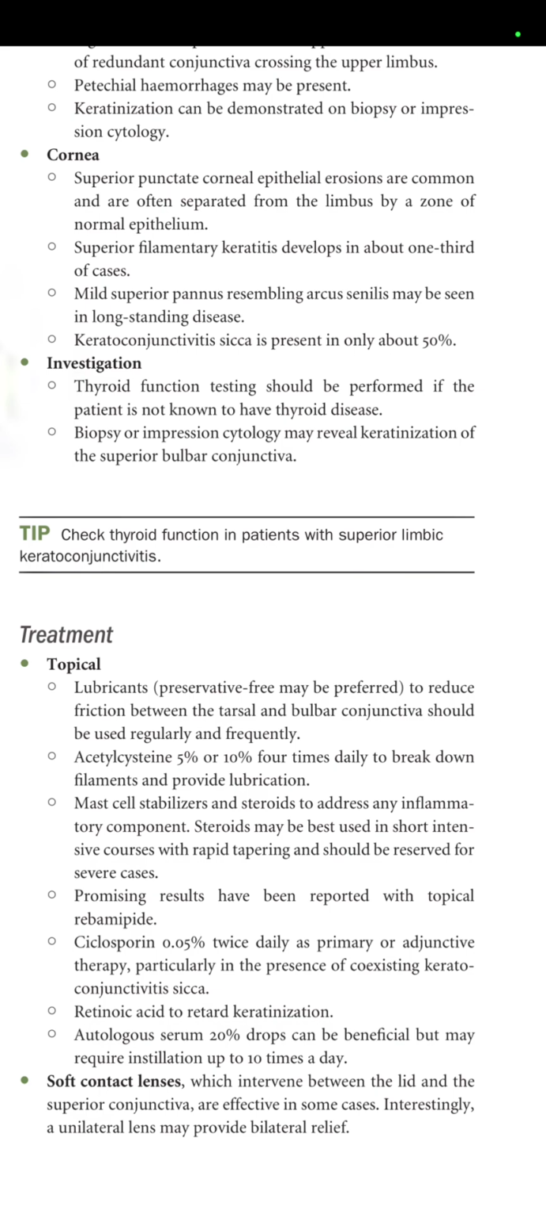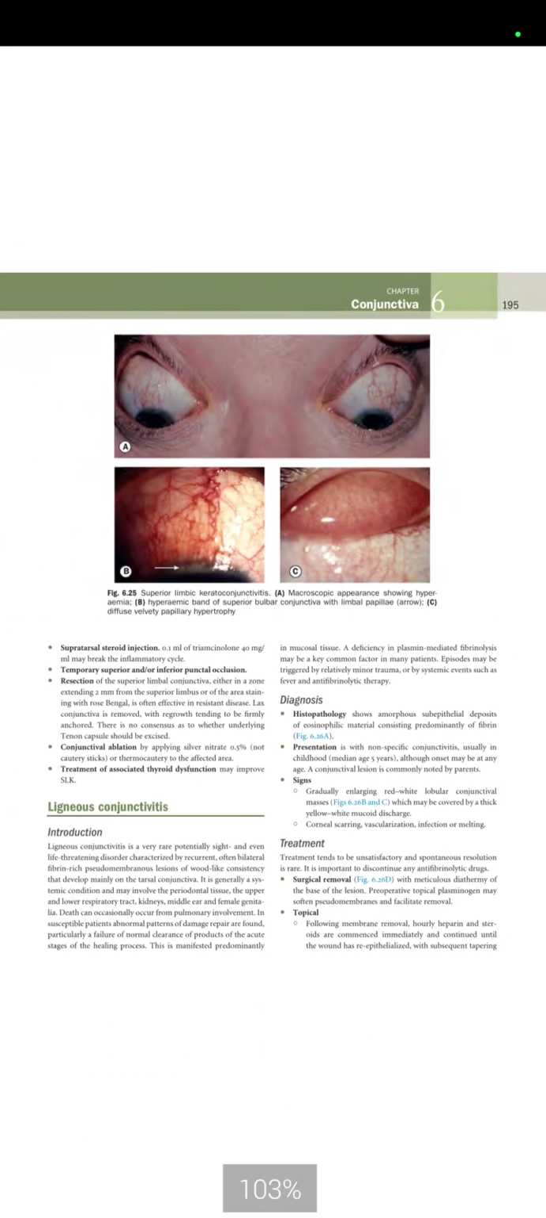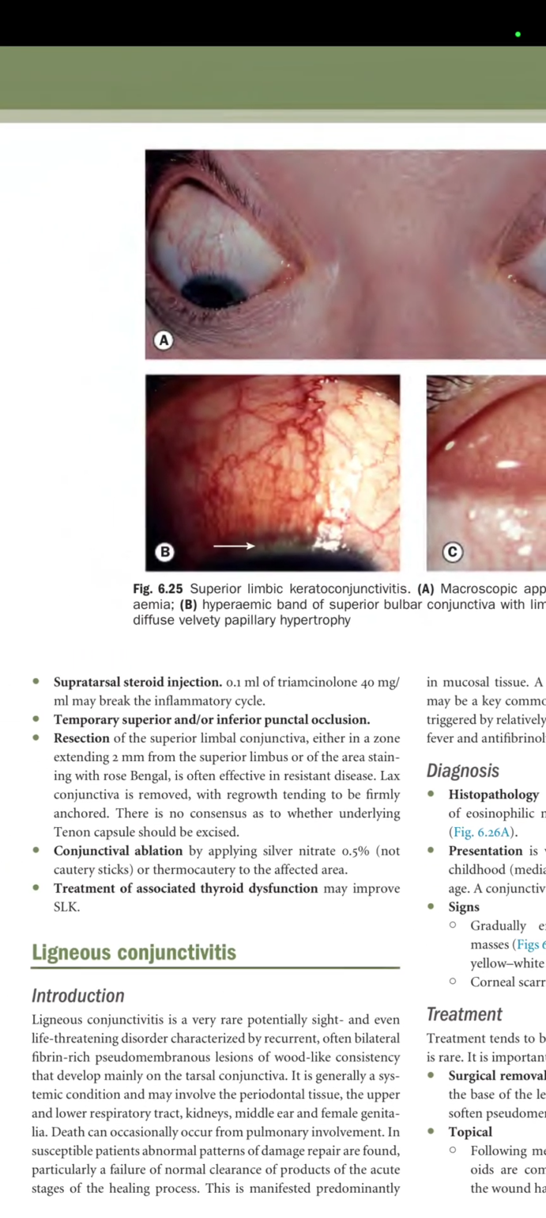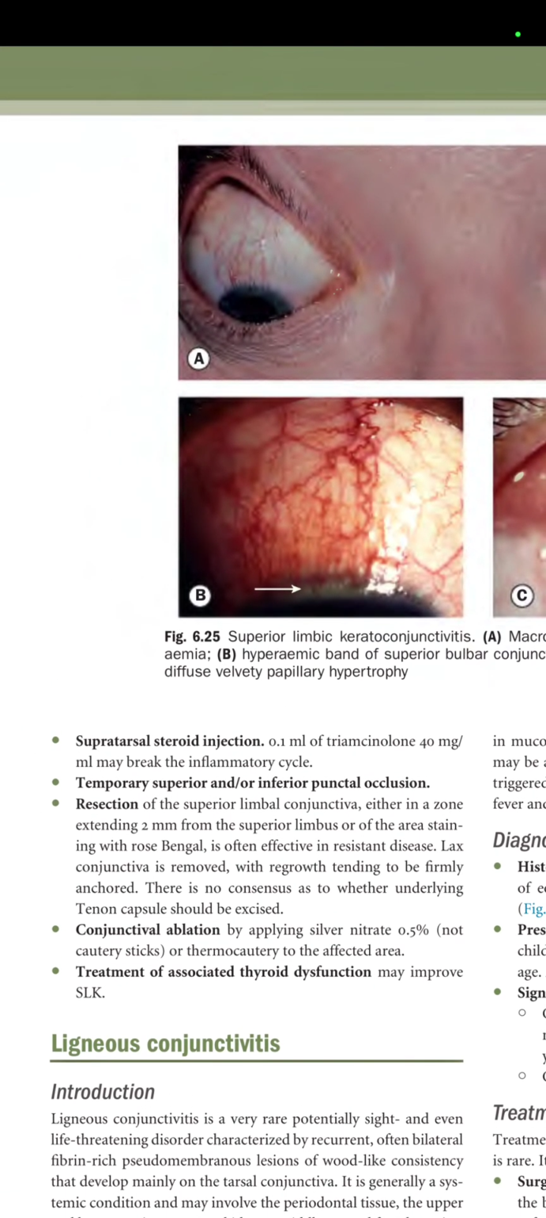Soft contact lenses which intervene between the lid and the superior conjunctiva are effective in some cases. Interestingly, a unilateral lens may provide bilateral relief. So it's very astonishing that if a contact lens is placed in one eye, it produces bilateral relief. Another thing you can do is a supratarsal steroid injection, which is 0.1 ml of triamcinolone 40 milligram per ml, which may break the inflammatory cycle.